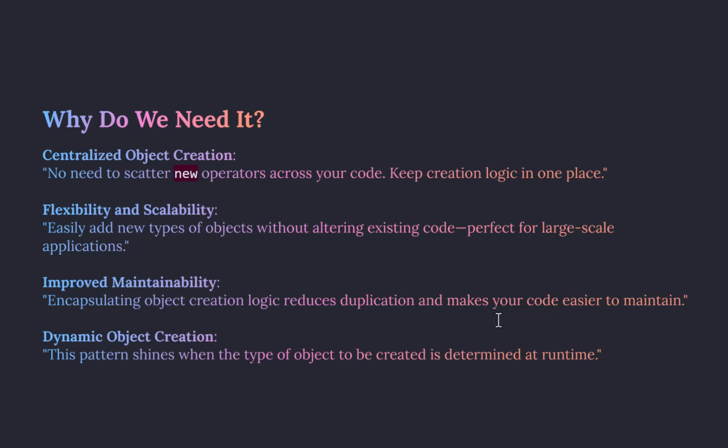Here are the key benefits it offers. First, centralized object creation. No need to scatter the new operator across your code. Keep creation logic in one place. Second, flexibility and scalability. Easily add new types of objects without altering existing code. Third, improved maintainability. Because encapsulating object creation logic reduces duplication and makes your code easier to maintain. And last, dynamic object creation. This pattern shines when the type of object to be created is determined at runtime.